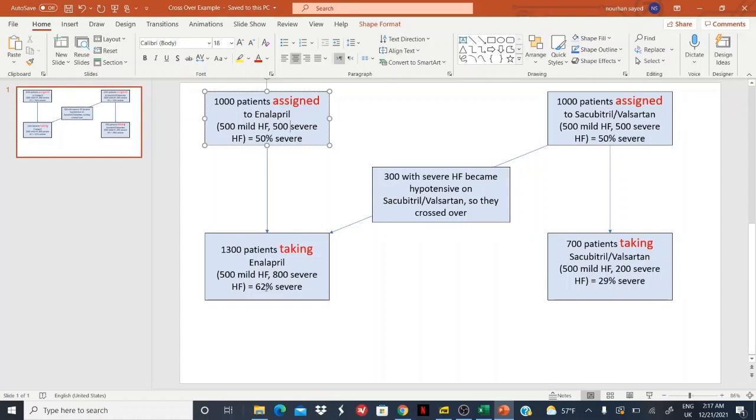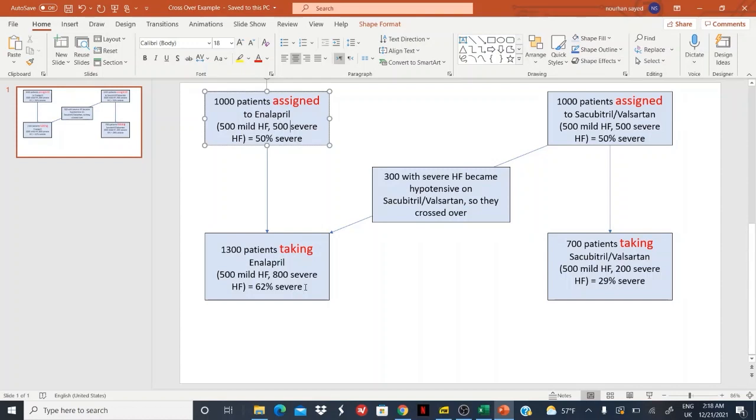Right, and when you go over to the other arm, the sacubitril valsartan arm, now it has a lot less patients with severe heart failure, right? Because 300 had crossed over to the other arm, and so now it would have approximately 29%. 200 out of 700 patients with severe heart failure. So if you were to analyze the patients by the medications which they ended up taking, the baseline characteristics would be severely imbalanced. You'd be analyzing enalapril with almost twice as many patients with severe heart failure, right? With twice the proportion of patients with severe heart failure, I should say.